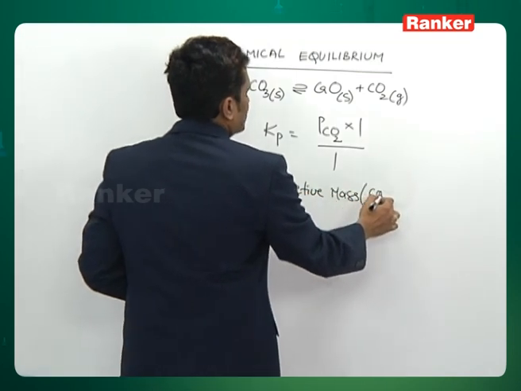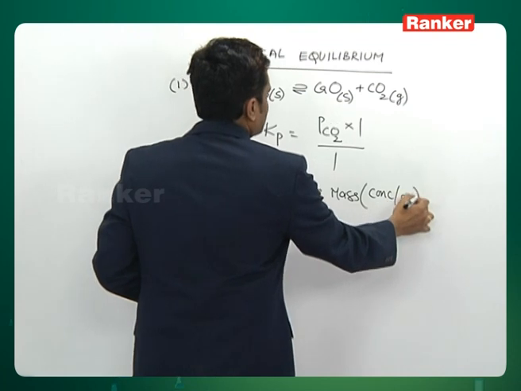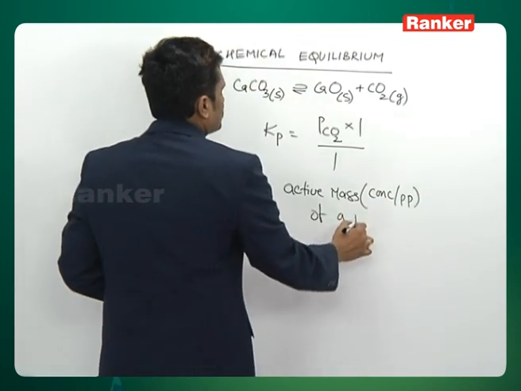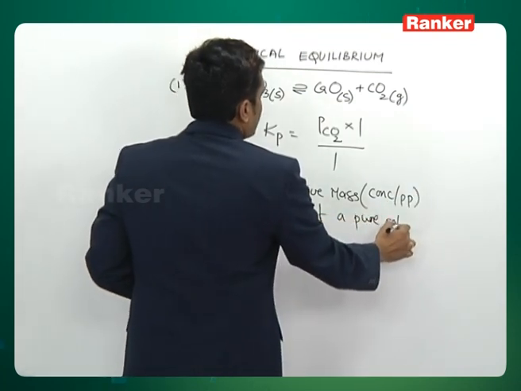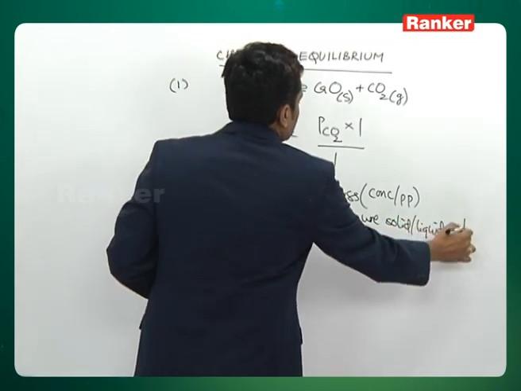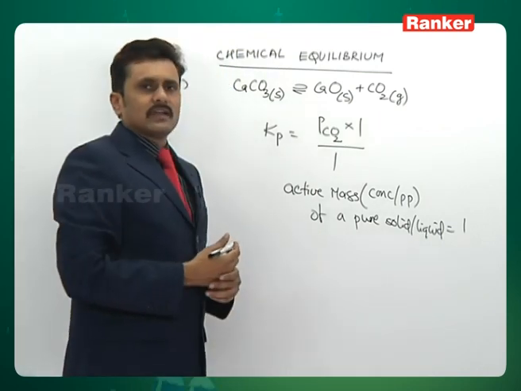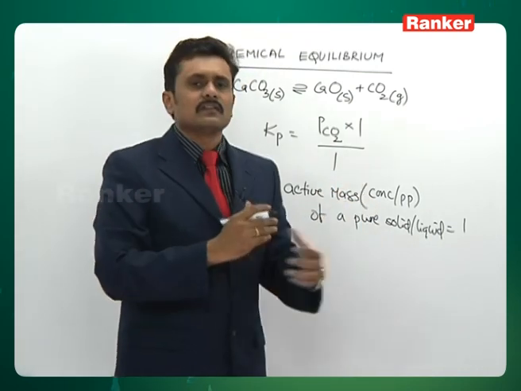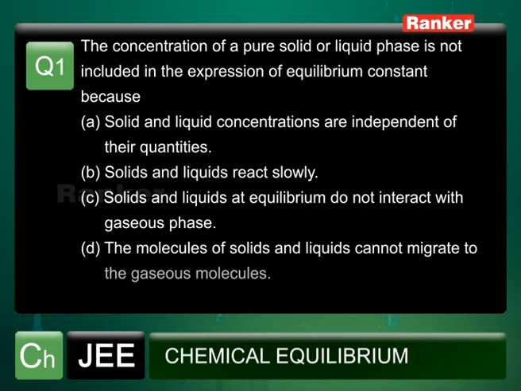replicates the concentration of partial pressure in a given reaction of a pure solid or pure liquid is conventionally being taken as 1. Hence, we will not be including that in the net equilibrium equation. So, the correct answer for this given question is option A.